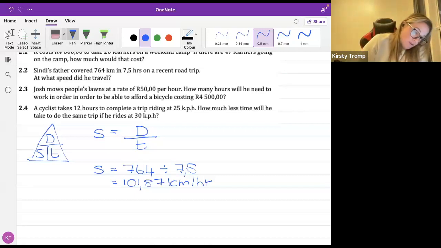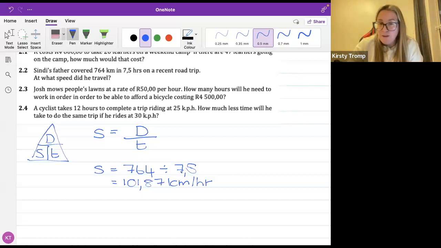Okay, number 2.3. Josh mows people's lawns at a rate of 50 Rand per hour. How many hours will he need to work in order to be able to afford a bicycle costing 4,500 Rand? So, Tashimo, are you going to help me out with this one? Tashimo, you should be able to unmute.